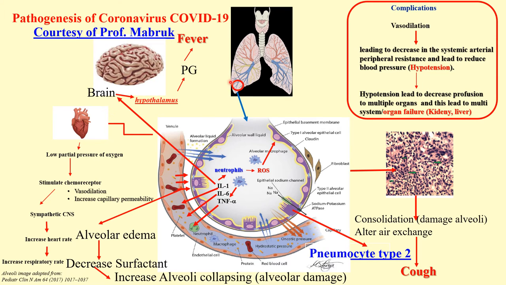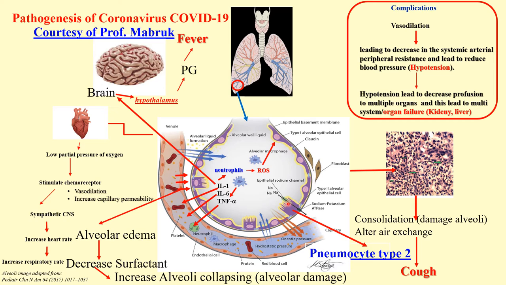Okay, so here is the alveoli. These are the alveoli. If we enlarge the alveoli, you're going to see the cell structure of the human alveoli. Now, the human alveoli has a cell we call pneumocyte type 2. These are the pneumocyte type 2 cells. The function of these cells is to produce a substance we call surfactant. The function of the surfactant is to reduce the air pressure in the alveoli.